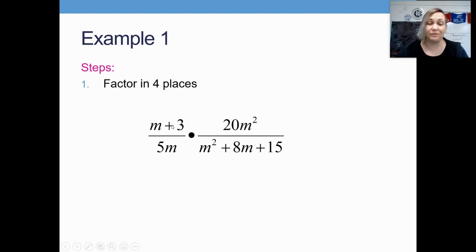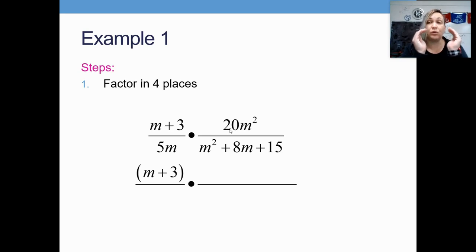Now, there is adding happening on the top of the first fraction, but I can't factor it. There's no GCF. It's a binomial, but it's not a difference of squares. But the fact that it is an adding problem means that I cannot cancel out the parts of it. And so I want to surround that m plus 3 with some parentheses so that it is all connected together. And it's just a visual reminder for me that, hey, I can only cancel out this m plus 3 with another m plus 3. I can't cancel out the m. I can't cancel out the 3. It's all or nothing.